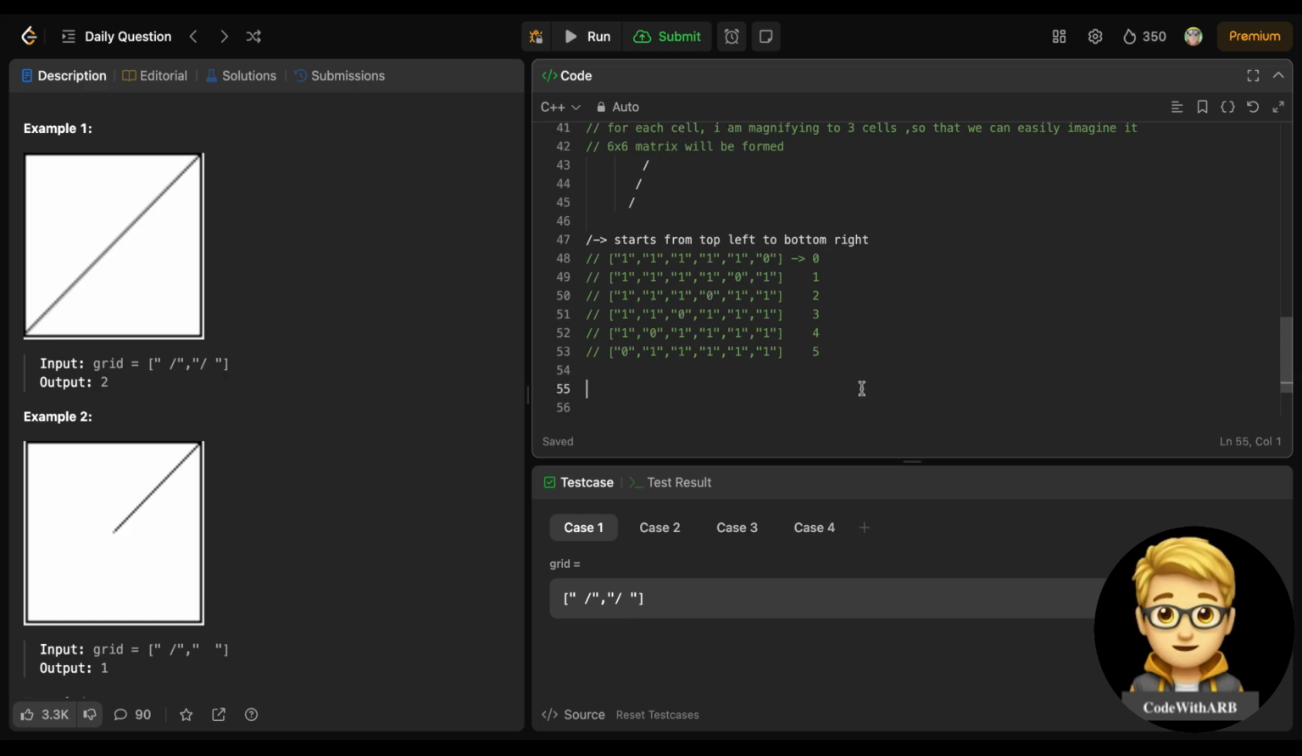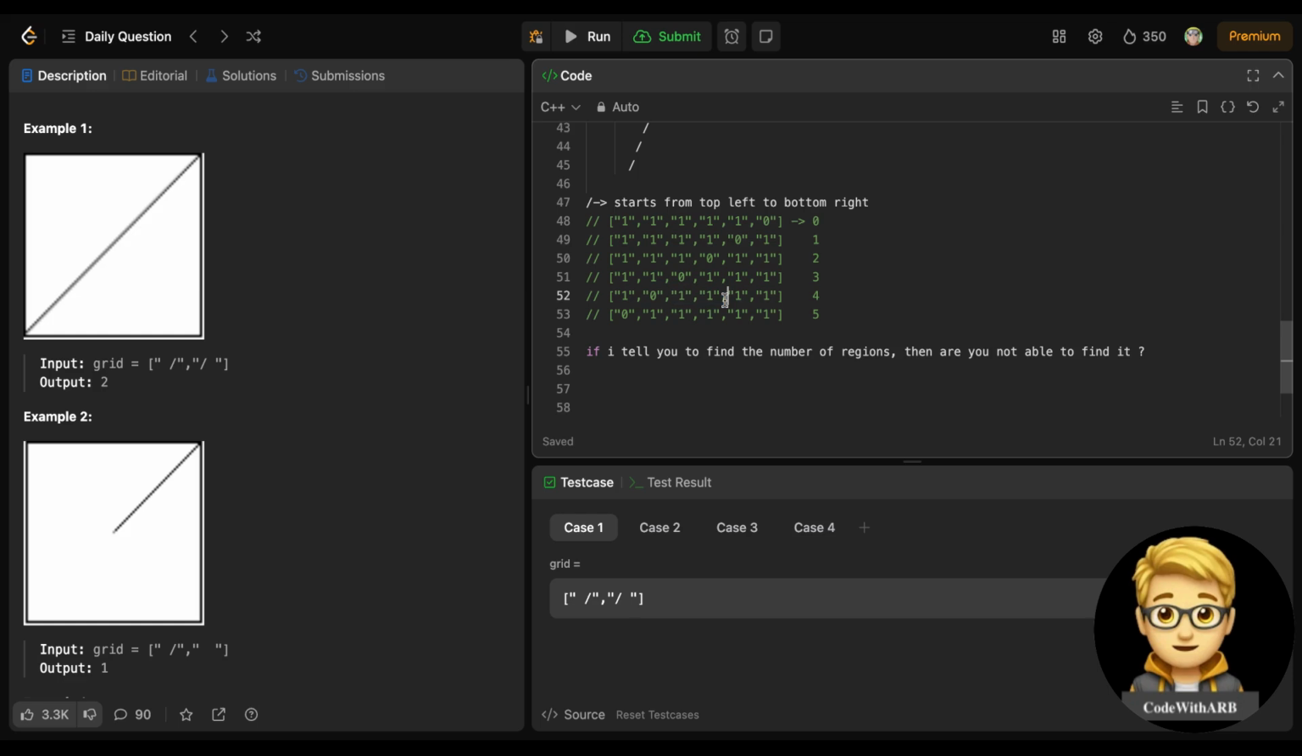Now, by looking at this grid, if I tell you to find the number of regions, are you not able to find it? Yes, you can. You can simply see that there are two regions. One is above this zero, the second is above this zero. So how will you find this?